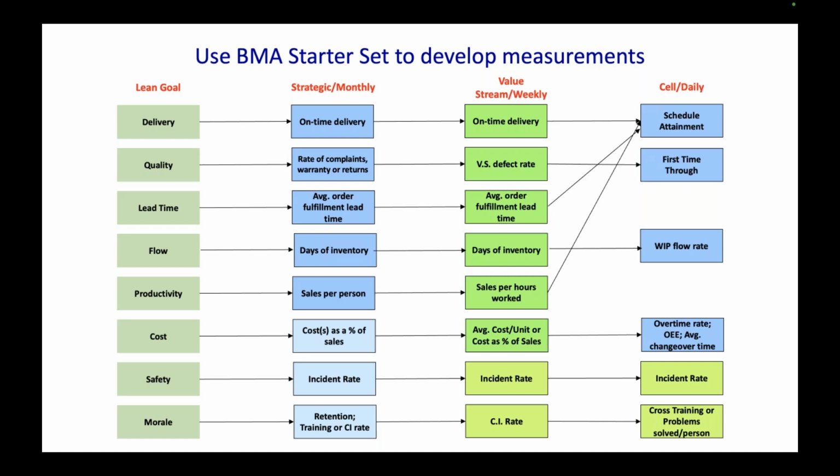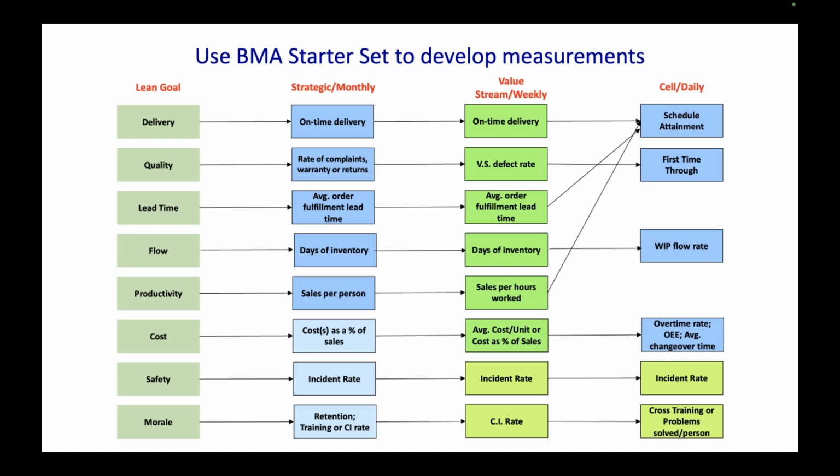So how do we measure it? Here's some basic measures. Another basic strategic goal of lean is continuous improvement: improving productivity, improving flow, reducing costs. Then there's the respect for people piece, safety and morale. So again, you can use these measures as your starting point.